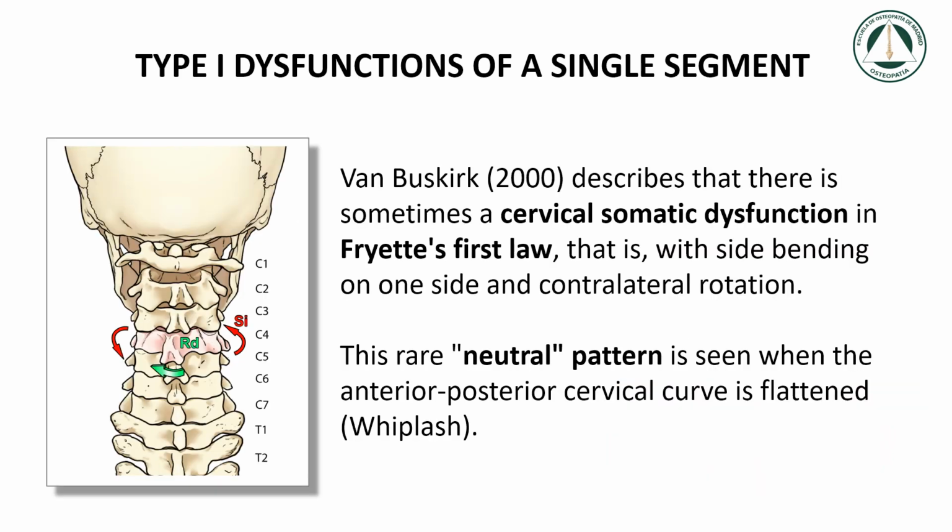Van Buskirk 2000 describes that there is sometimes a cervical somatic dysfunction in Fryette's first law. That is, with side bending on one side and contralateral rotation. This rare neutral pattern is seen when the anterior-posterior cervical curve is flattened. Whiplash.